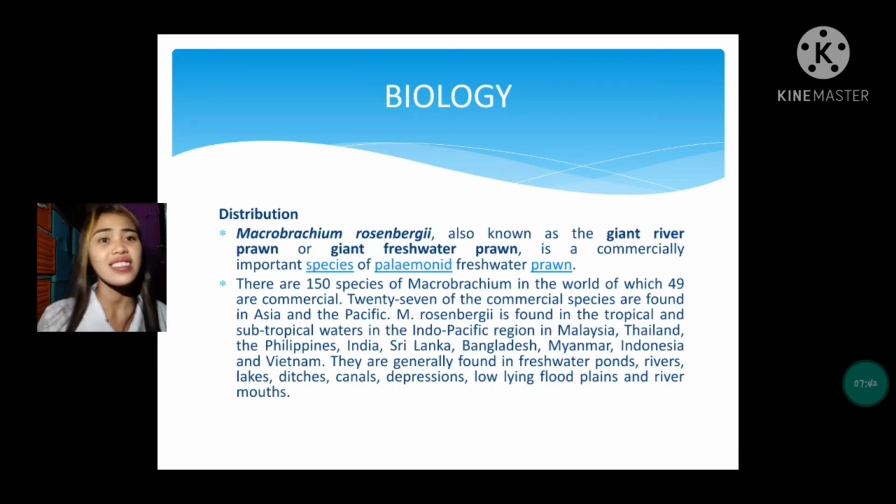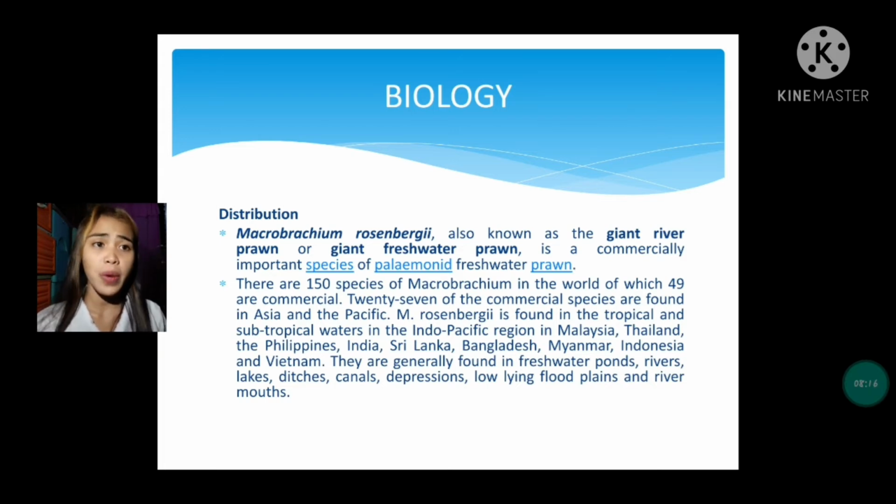The next is the distribution of the giant freshwater shrimp or prawn. Macrobrachium rosenbergii, also known as the giant river prawn or giant freshwater prawn, is a commercially important species of palaemonid freshwater prawn. There are 150 species of Macrobrachium in the world, of which 49 are commercial. 27 of the commercial species are found in Asia and the Pacific.